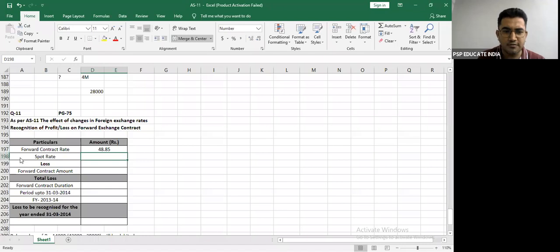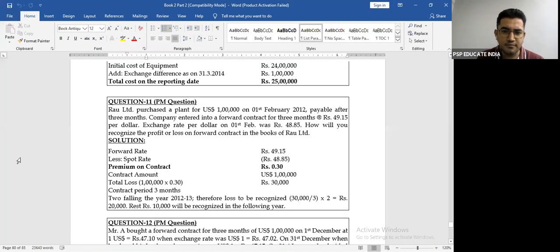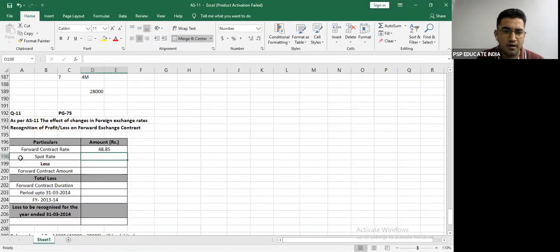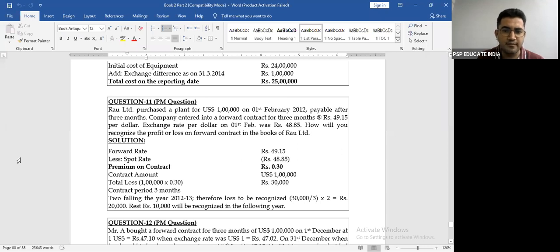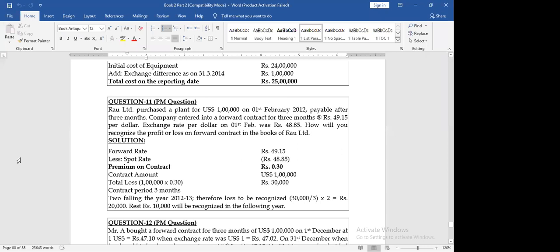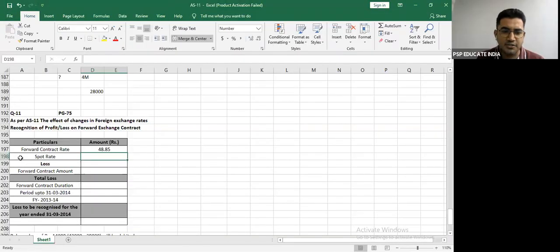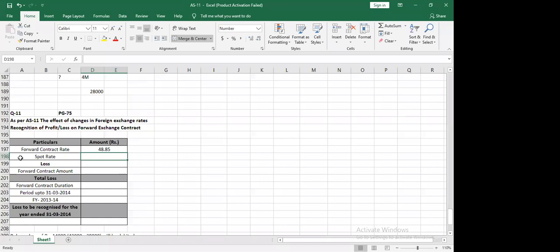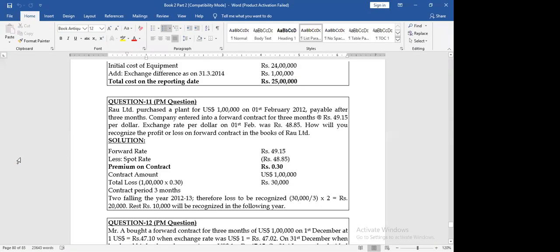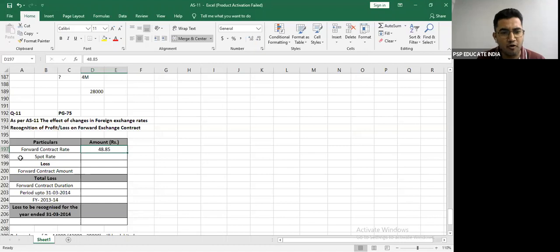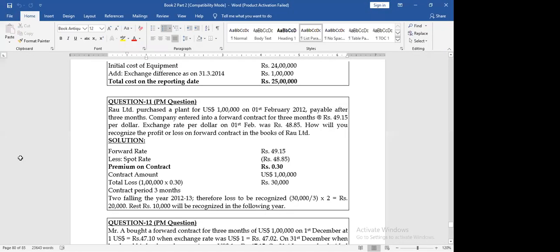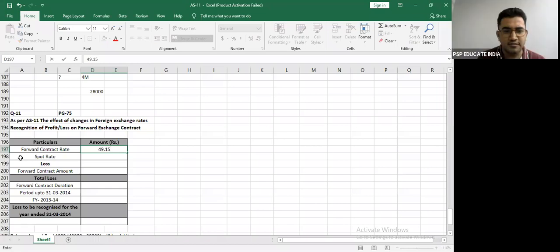Are you sure? Yes, 48.85. Read the question again. Exchange rate per dollar on 1st February was 48.85. Sorry. What have I asked you? 48.85 is spot rate and 49.15 is forward rate. Okay, so what should I put as my forward contract rate? 49.15. Are you sure? Yes, now sure. Final answer? Yes.